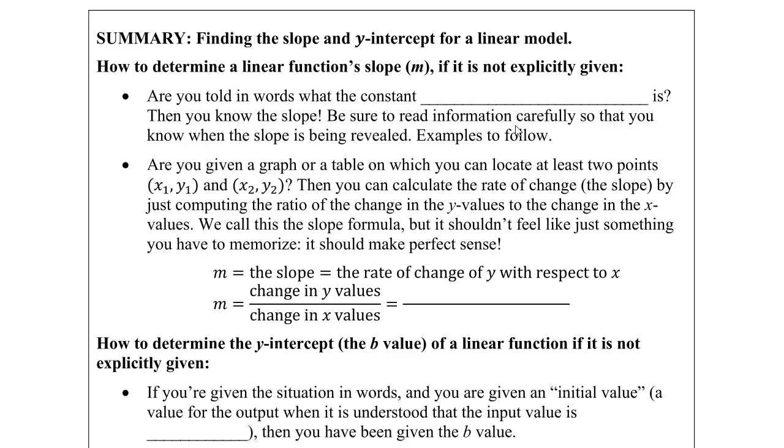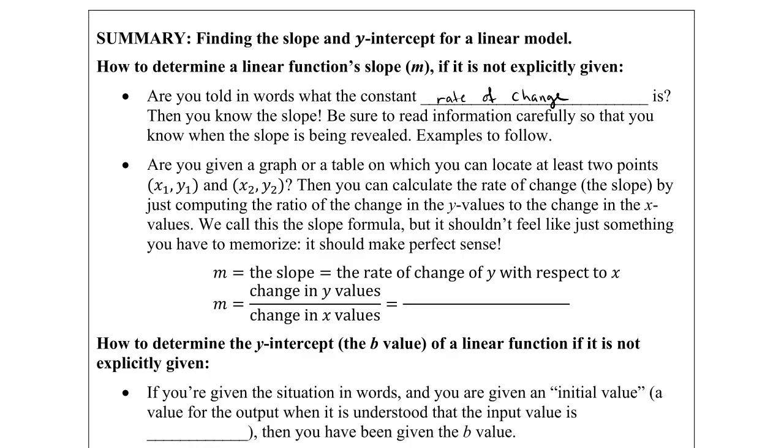Okay, so how do we get an equation for a linear model? First, we need to figure out the slope. How do we figure out the slope? Are we told what the constant rate of change is? Then we know the slope. Are we not told the constant rate of change, but we're told at least 2 pairs of values? We'll see some examples like this in a little while. Then we can calculate the rate of change just by doing division.